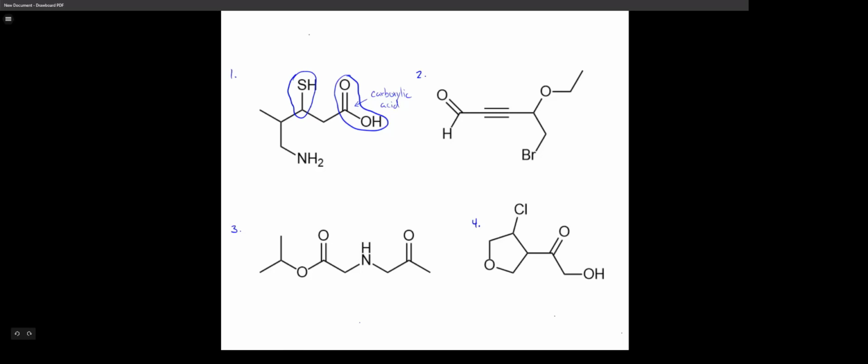Okay, what is that? Thiol. It's a thiol. And then this guy right here is an amine. So you can use arrows, you can use brackets, just be as clear as you can.